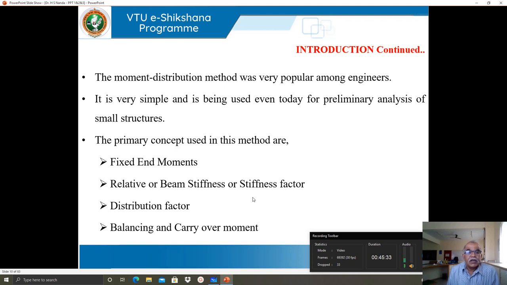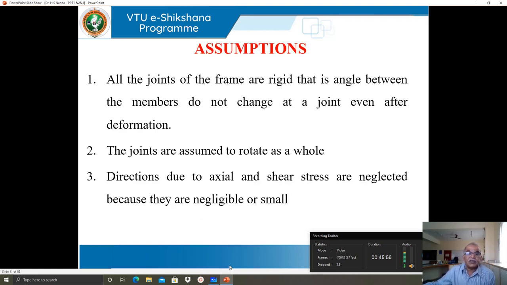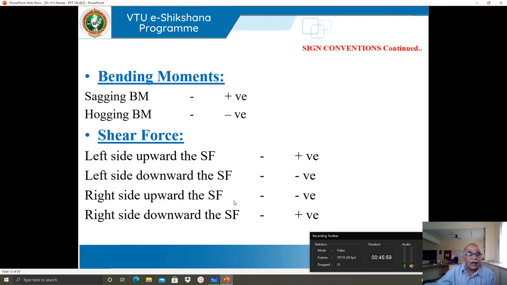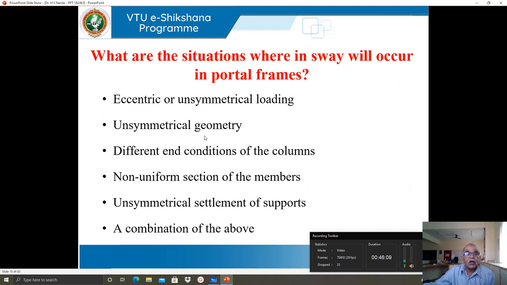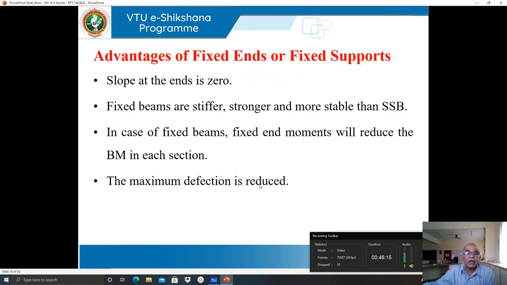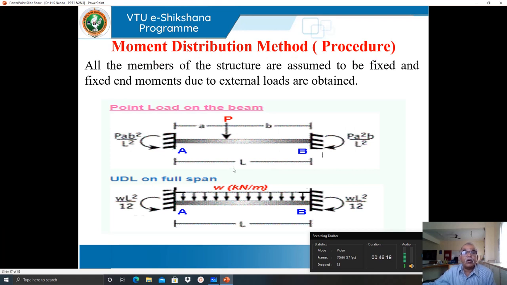That is the history. Coming to the introduction, we have mainly four steps: calculating the fixed end moments, calculation of stiffness, calculation of distribution factor, and the moment distribution table, that is by balancing and carryover. Now, some of the assumptions which are made and the sign convention and some of the definitions, flexural rigidity, constant strength and sway, what we have discussed, what are all the conditions and which portal frame will go for lateral bending, that is sway, then advantages of fixed end support.